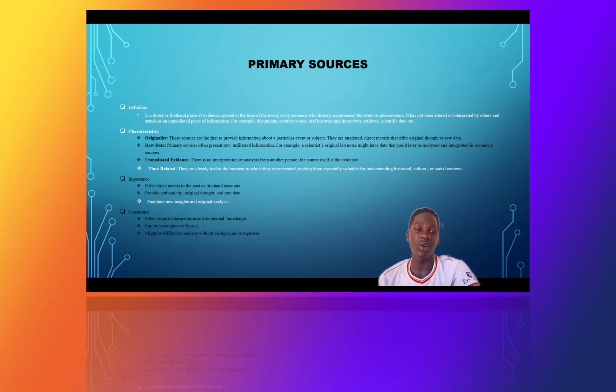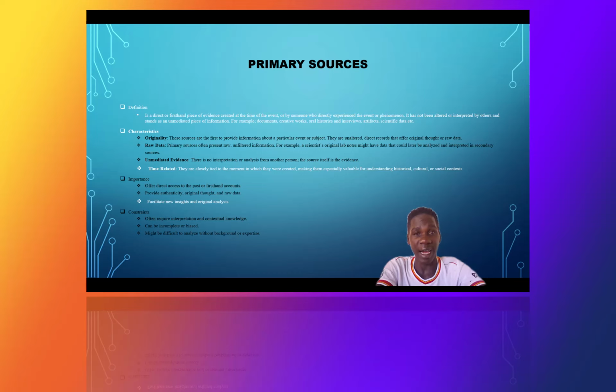As I told you earlier, it is direct or first-hand. These are first-hand information, the basis, the first-hand information you always receive from anything. Those are called primary sources. We're looking at the types of information sources, and I'm telling you it's the primary sources. It is the source where you get first-hand information, created at the time of the event by someone who directly experienced the event or phenomenon. And the examples I've told you, for example, we have documents.